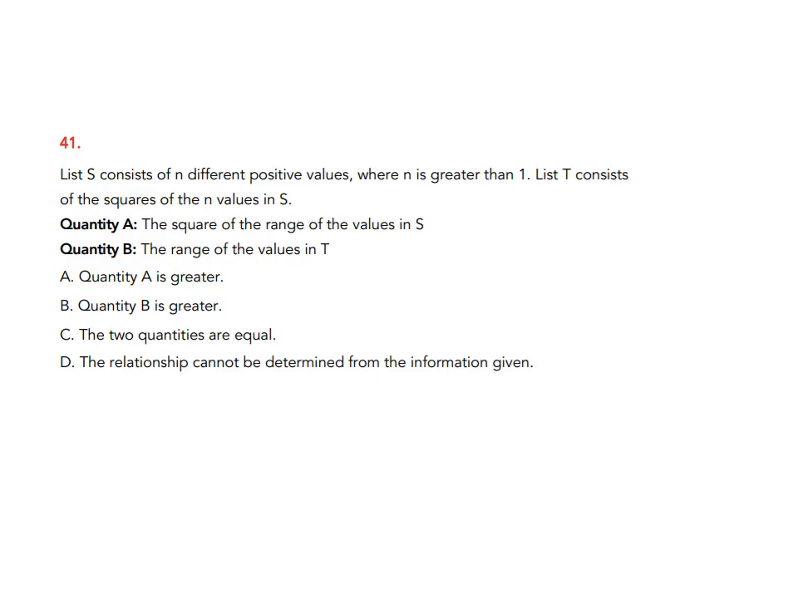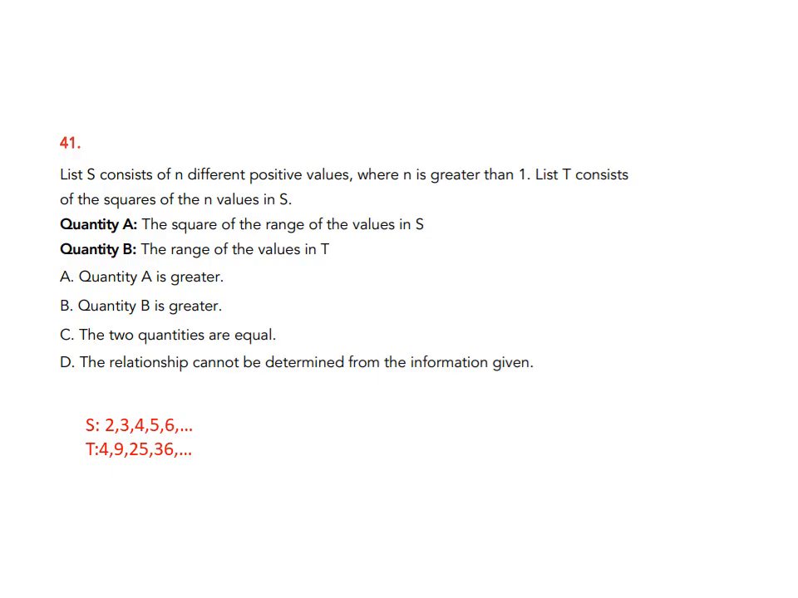List S consists of n different positive values where n is greater than 1. List T consists of the squares of the n values in S. We need to find quantity A and quantity B and then compare. Quantity A is the square of the range of the values in S, and quantity B is the range of the values in T.